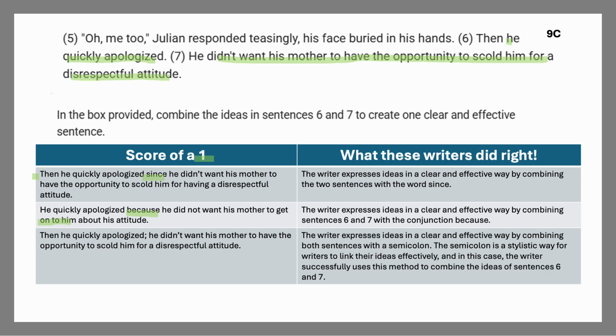And so what they did right, once again, is it is clear and effective. They use that semicolon. It's a stylistic way for writers to link their ideas effectively because they do have a connection. He quickly apologized. Why did he quickly apologize? Because he didn't want to be scolded. And so it's just linking those ideas together. And it's just a really neat way to use that and combine and make it a little easier on yourself.